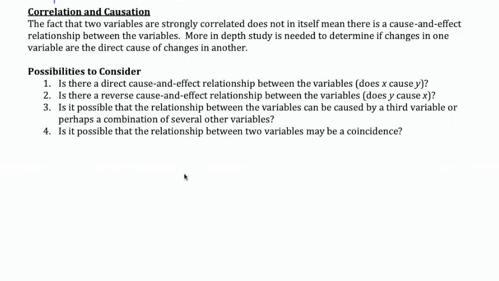Is there a reverse cause and effect relationship? Is it actually the other way around? So, does me taking the math test cause me to get less sleep the night before or more sleep? Is it possible that the relationship between the variables could be caused by a third variable, or perhaps a combination of several other variables? Me doing well on my math test, sleep might be one factor, but how much studying I did is certainly another. And is it possible that the relationship between two variables might just totally be a coincidence? So that is also a possibility. So again, for more details on this, please do the reading from this section on page 480.